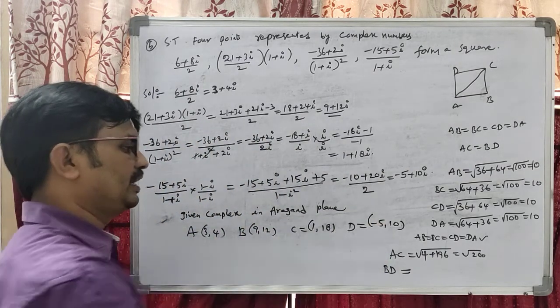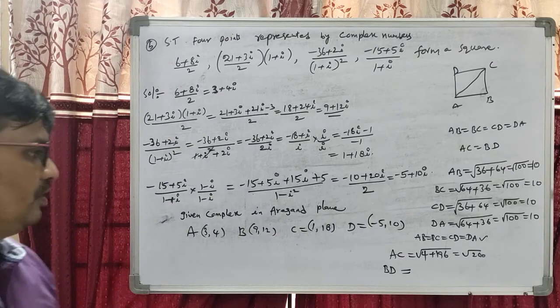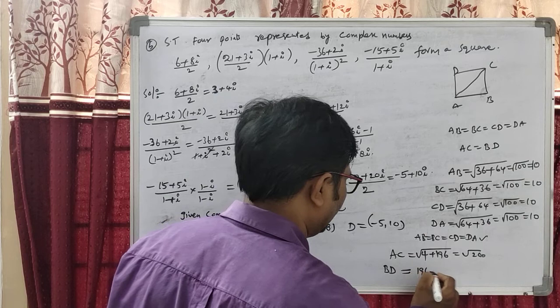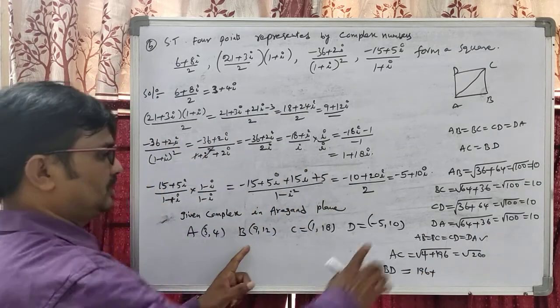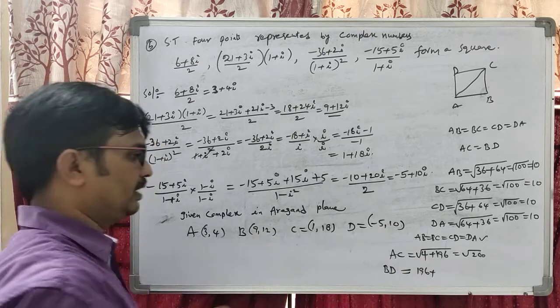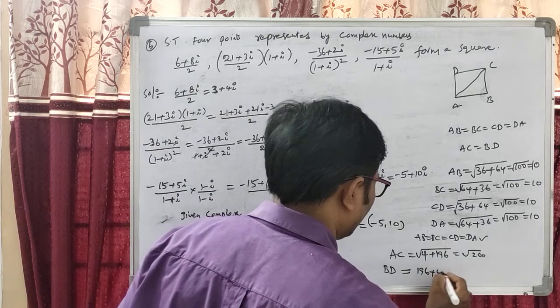9 plus 5 is 14. 14 squared is 196. After that, this is 14. So 12 minus 10 is 2. 2 squared is 4.